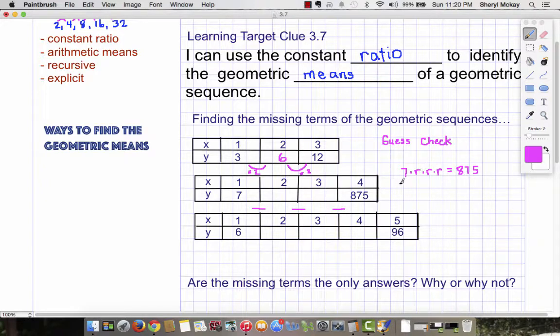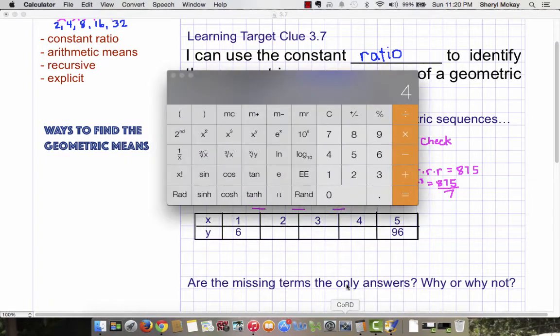So if I have 7 times r times r times r, that's really just r cubed, isn't it? So 7r cubed equals 875. How can I solve for r? Well, I could first divide by 7 on both sides.